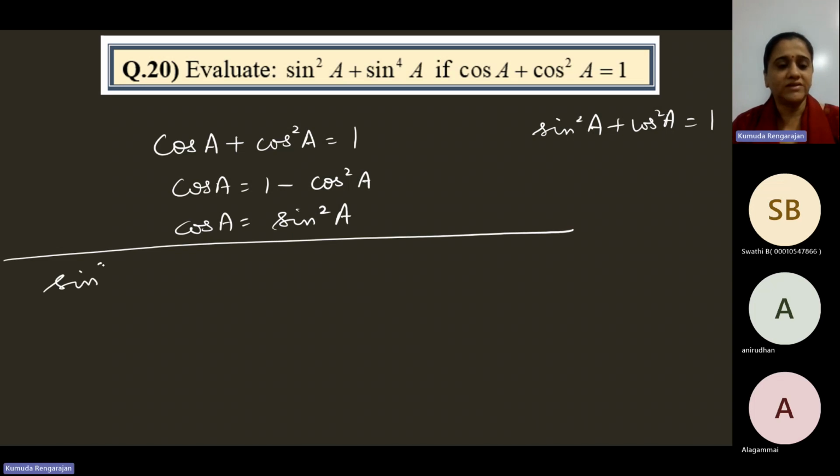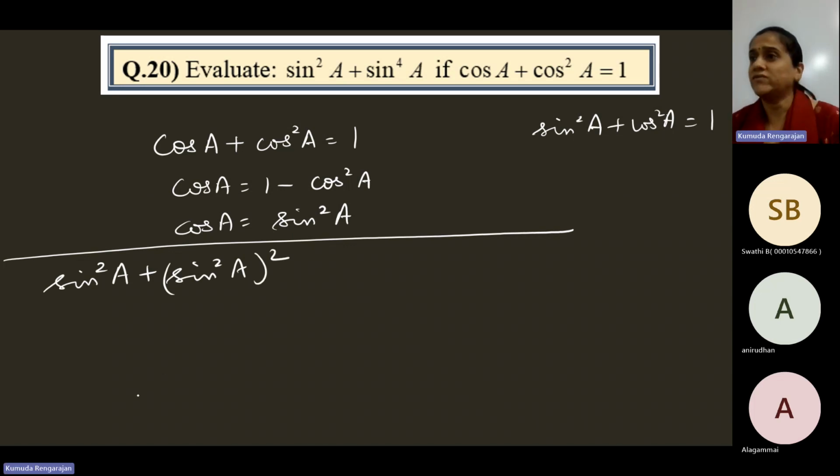Now sin square a plus sin square a the whole square. This is what we have to evaluate. Because power 4, sin square a is power 2. But power 4 we don't want. We don't have identities with power 4, no? So we are writing sin square a the whole square. This is given. From this we found cos a equals sin square a. Now we have to find the value of sin square a plus sin a to the power 4, so sin square a plus sin square a the whole square.